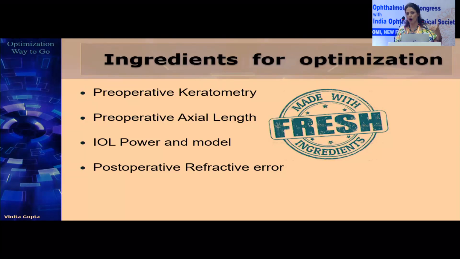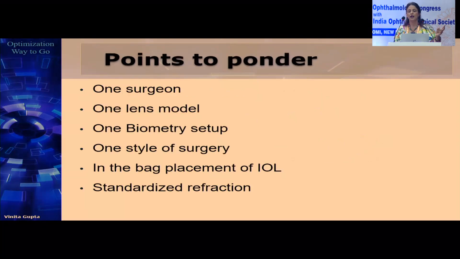So for optimizing your own results or finding your own optimized A constant, you need previous experience of your previous cataract surgeries and their post-operative refractive errors. Remember, optimization should be done for your own series, so you should not use cases operated by different people. One surgeon, one lens model, one biometry setup, one style of surgery, in-the-bag placement of the IOL, and a standardized refraction done by one person. All these things should be there when you are optimizing your own results.